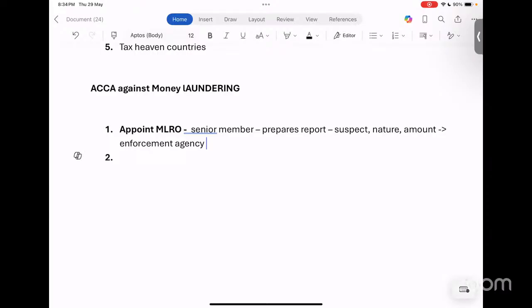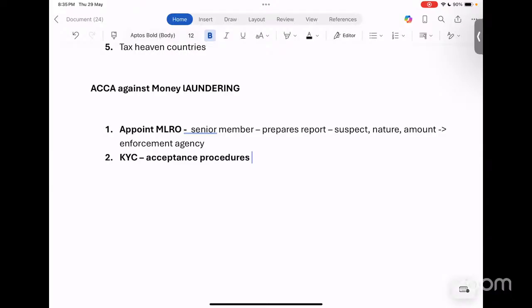After appointing an MLRO, we also have to do KYC procedures. As an auditor, we must have proper acceptance procedures where we make sure that our client has a clean background, who the owner of the client is, and whether he's a politically exposed person or not.